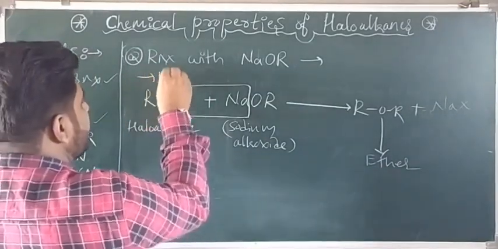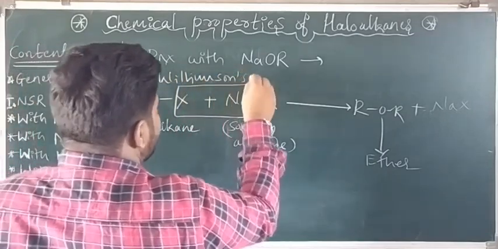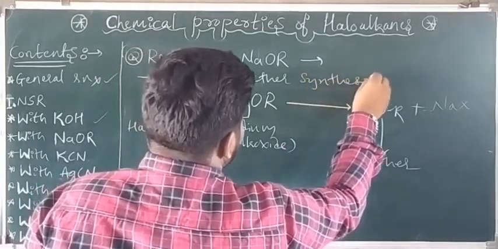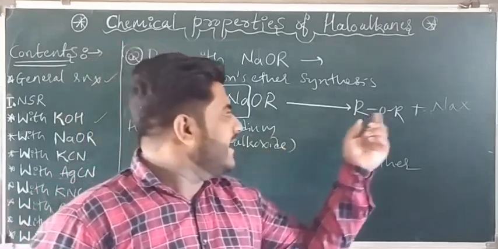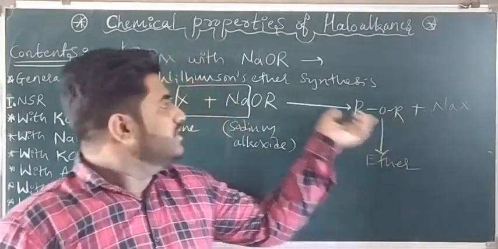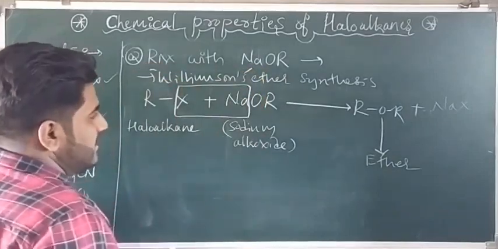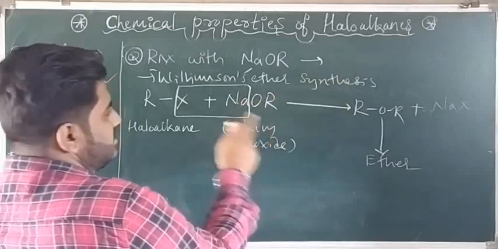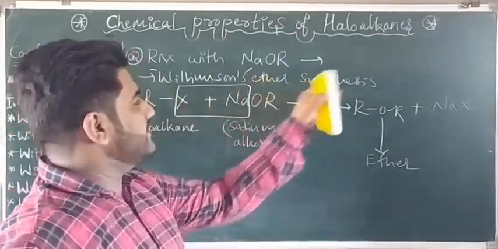This is also called Williamson ether synthesis, right? So haloalkanes when treated with sodium alkoxide, we are getting ether. In this case, ether is formed, therefore the name ether synthesis. This reaction was developed by Williamson, therefore the name Williamson ether synthesis.